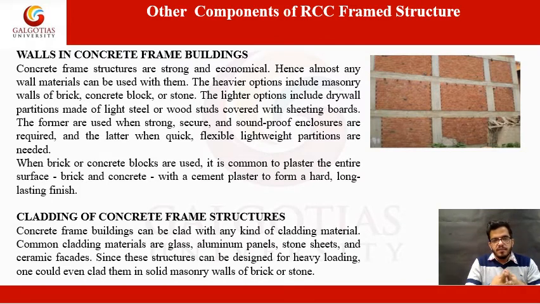The other important component of the RCC frame structures is the cladding. Concrete frame structures can be clad with any kind of cladding material. Common cladding materials are glass, aluminum panels, stone sheets, and ceramic facades. Since these structures can be designed for heavy loading, one could even clad them with solid masonry walls of brick or stone.